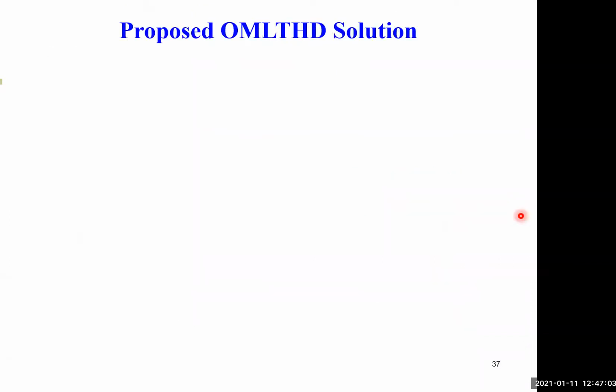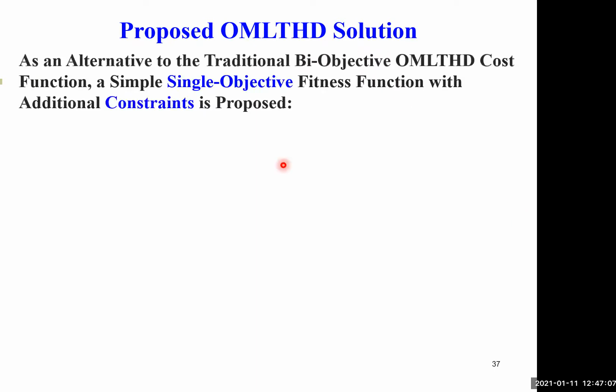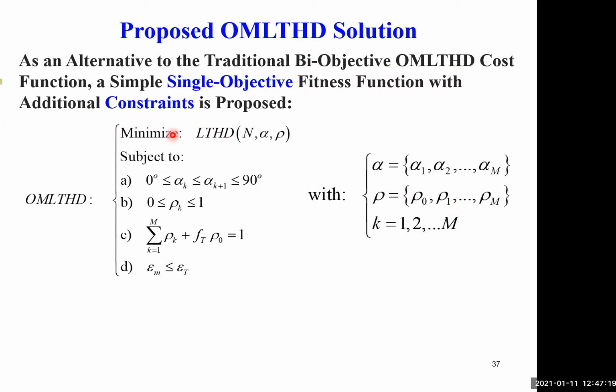So let's talk about the proposed optimal minimization of LTHD. As an alternative to the traditional multi-objective function, we propose a simple single objective function with additional constraints, okay? So this is what we propose. We need to minimize LTHD, okay? And as parameters, alpha and rho are the design variables subject to these constraints.